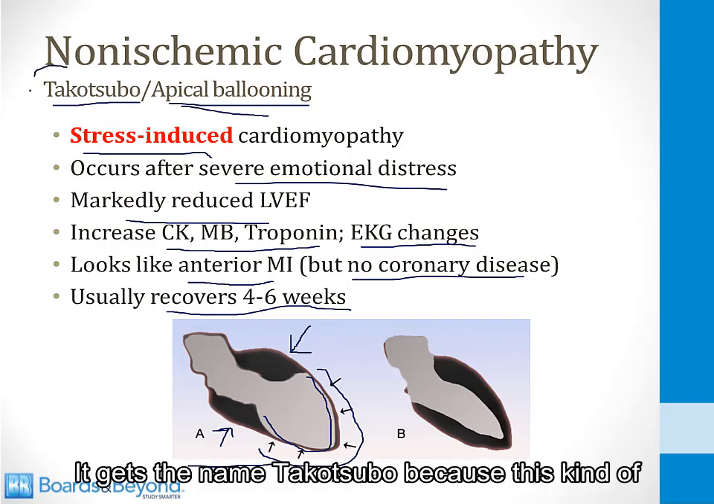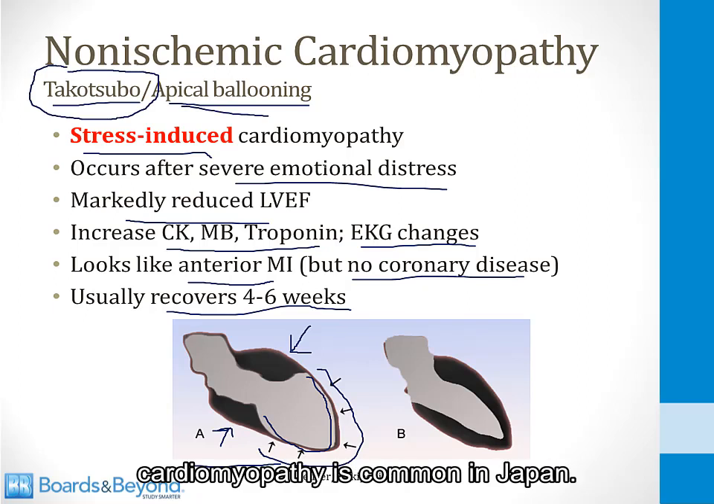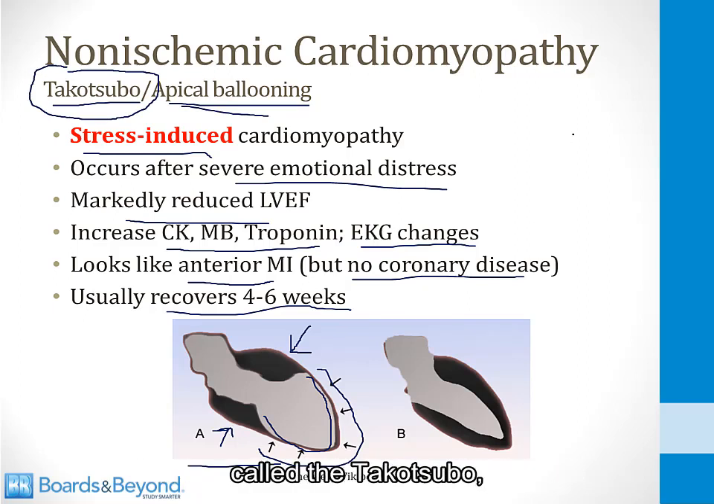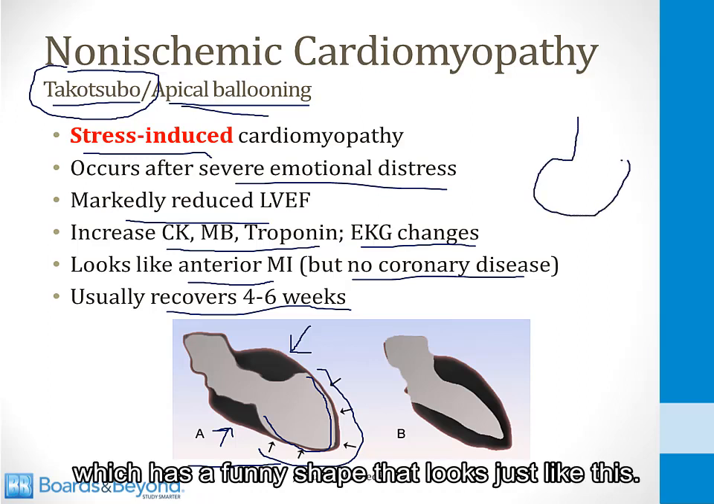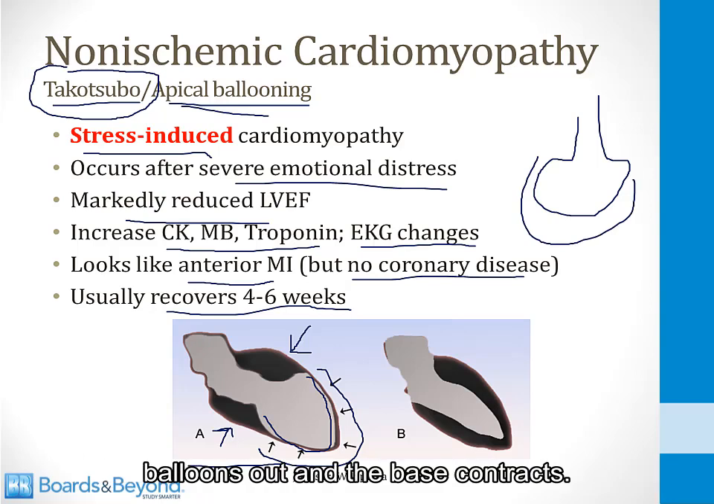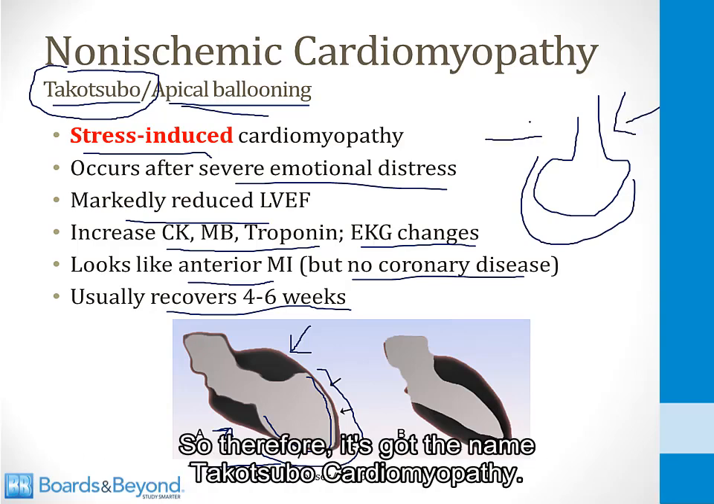It gets the name takotsubo because this kind of cardiomyopathy is common in Japan. And in Japan, there is an octopus trap called a takotsubo, which has a funny shape that looks just like this. And that's what the ventricle looks like when the apex balloons out and the base contracts. So therefore, it's gotten the name takotsubo cardiomyopathy.